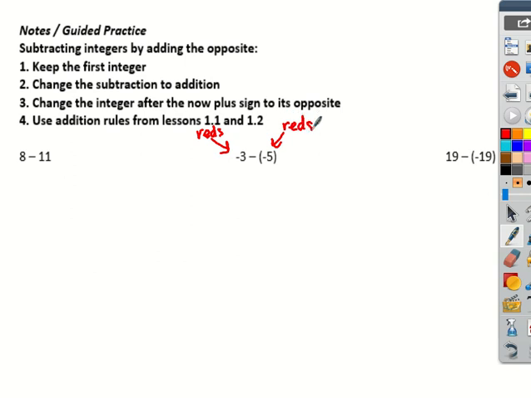Okay, so if we're looking at that and we're talking about using these rules and adding the opposite, think back to our chips and using the zero pairs. So I have a -3 minus a -5. If I'm adding the opposite, following the rules up top, keep the first integer, change the subtraction to addition, change the next integer after the now plus sign to the opposite. What's the opposite of -5? +5. And then follow your rules for addition.